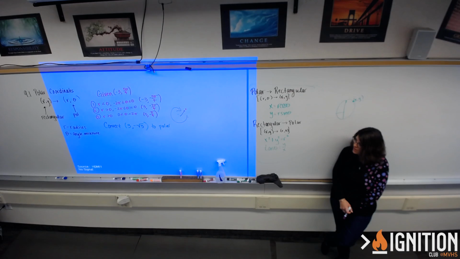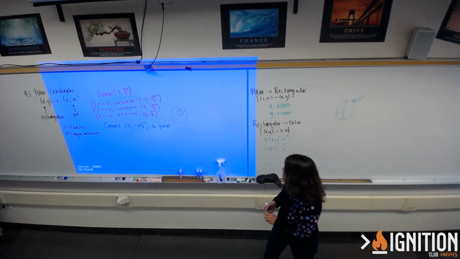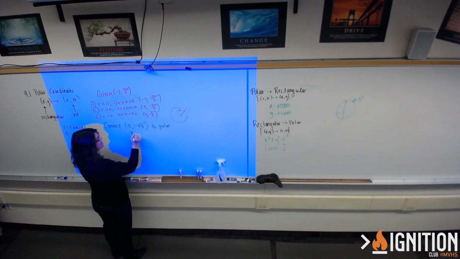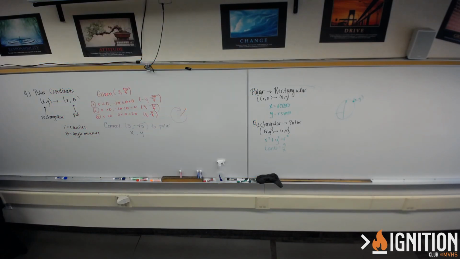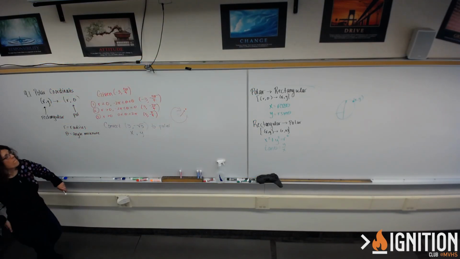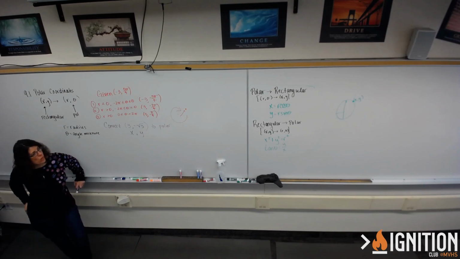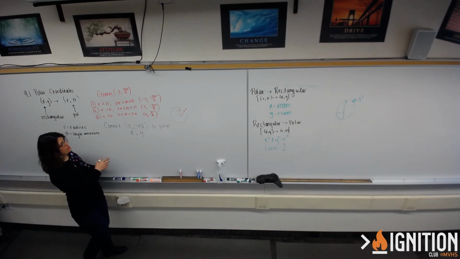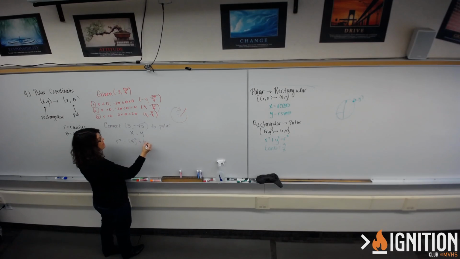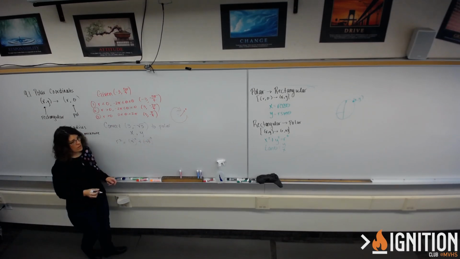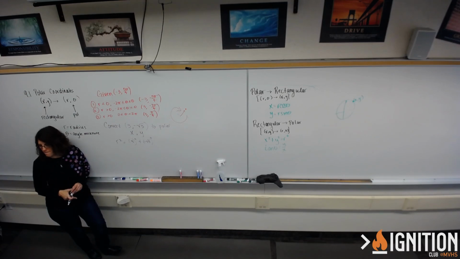All right, so if you have (3, negative root 3), I'm going to convert that to polar. So this is my x. This is my y. Agreed? Plug in. R squared equals 3 squared plus negative root 3 squared. So r is 2 root 3.